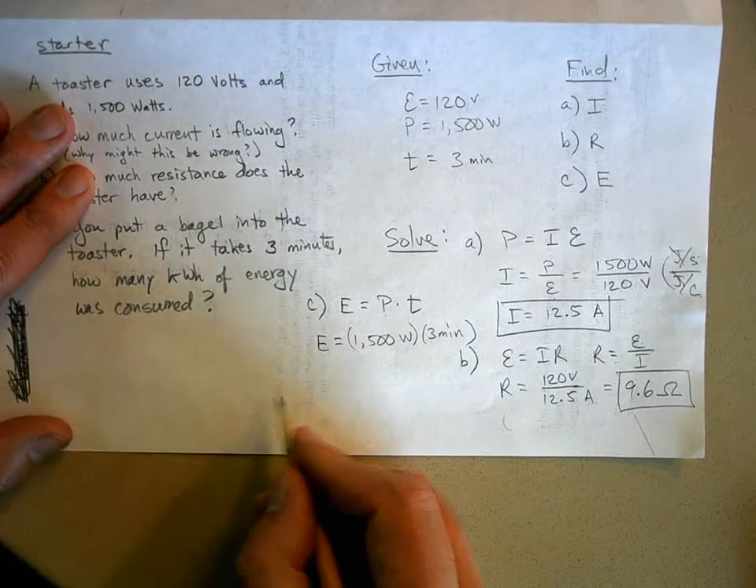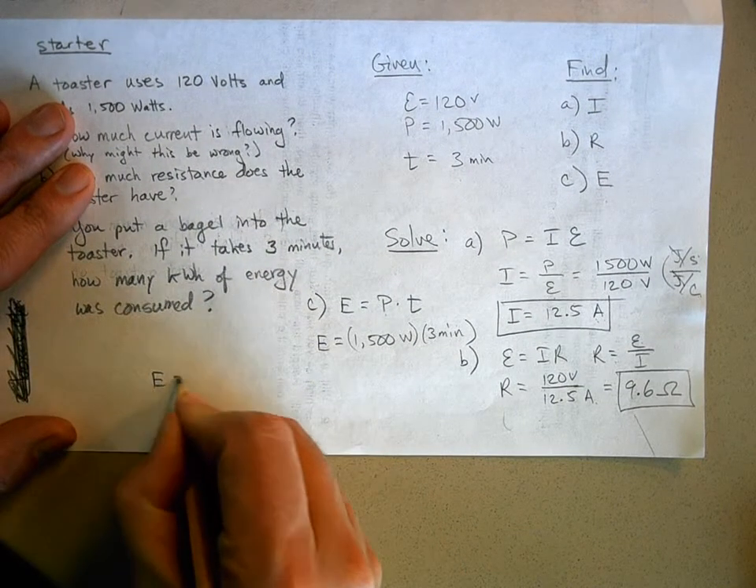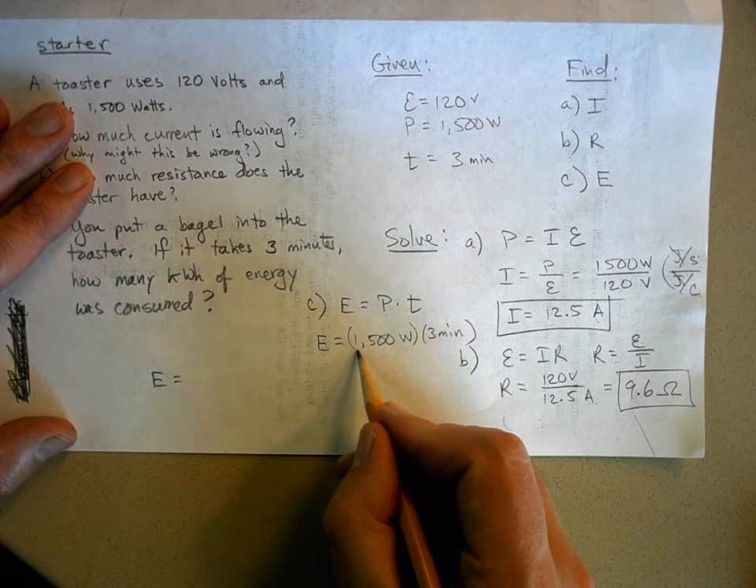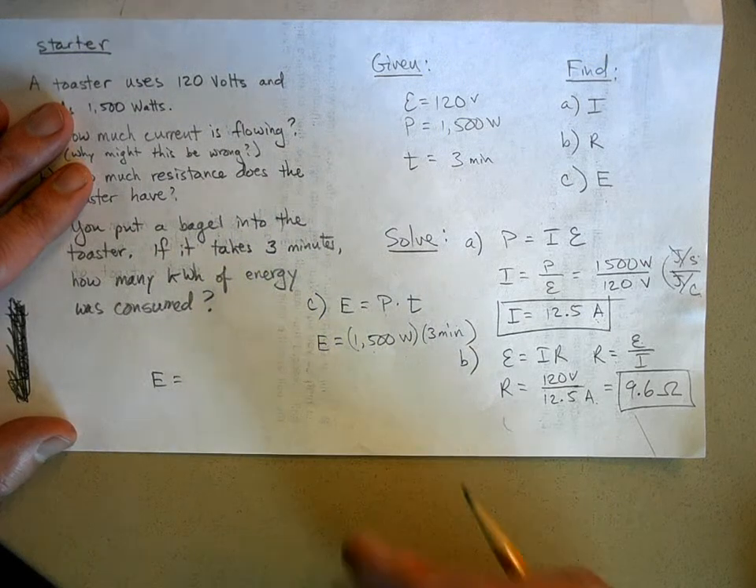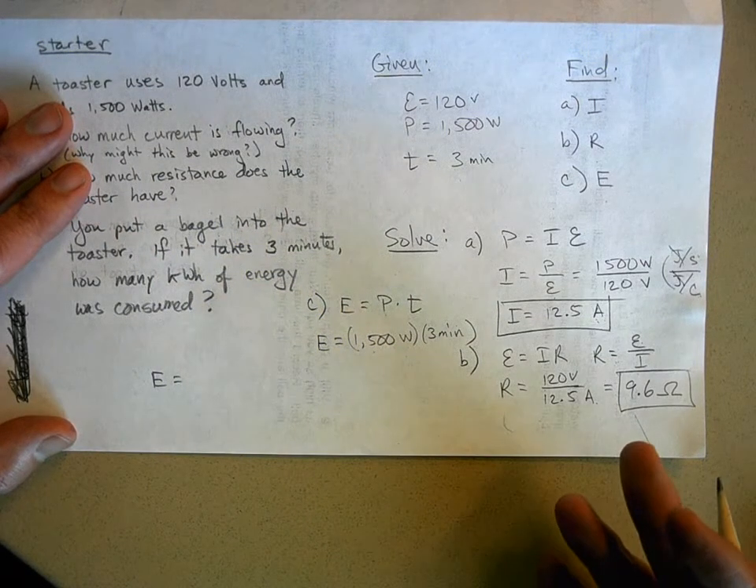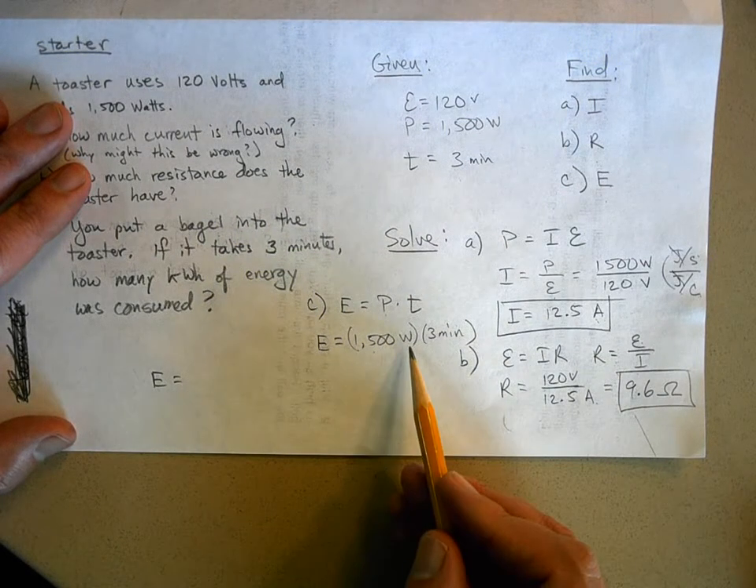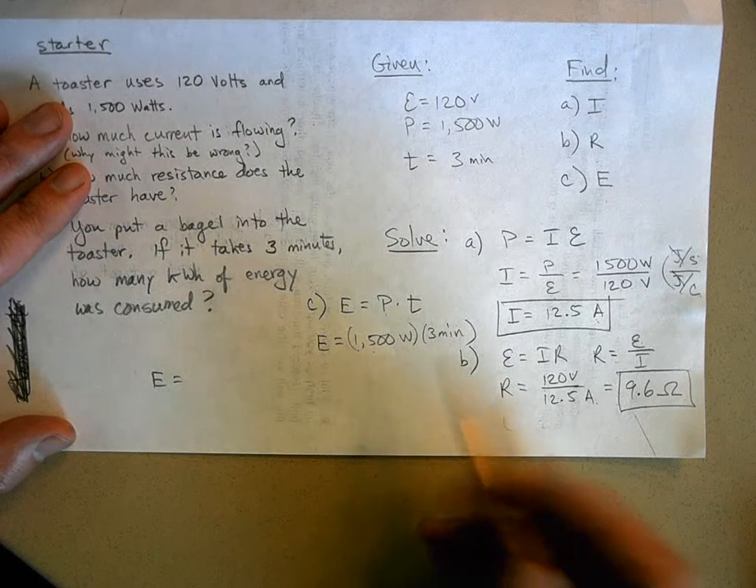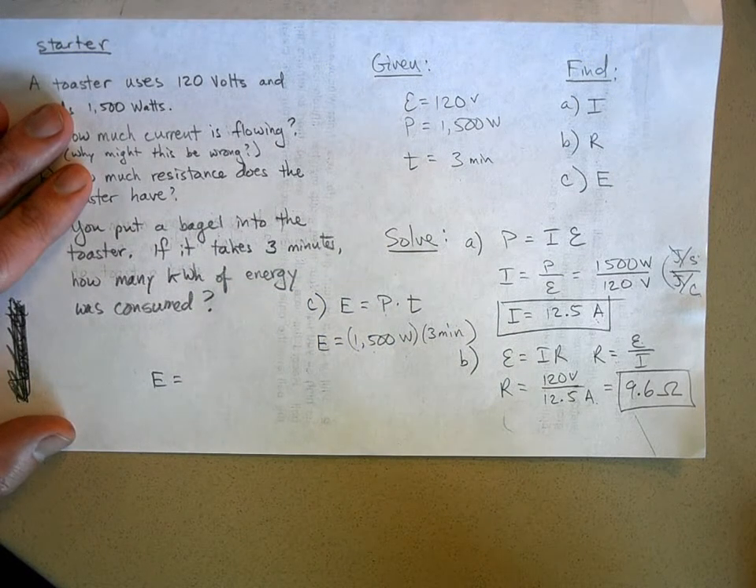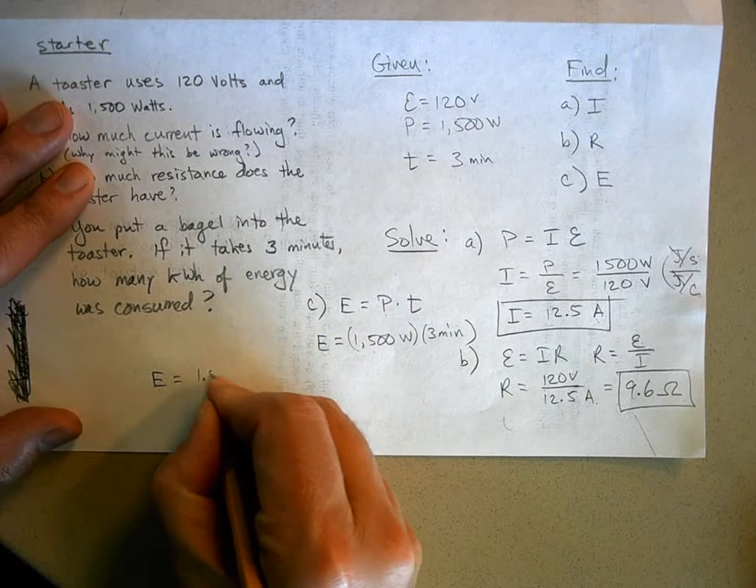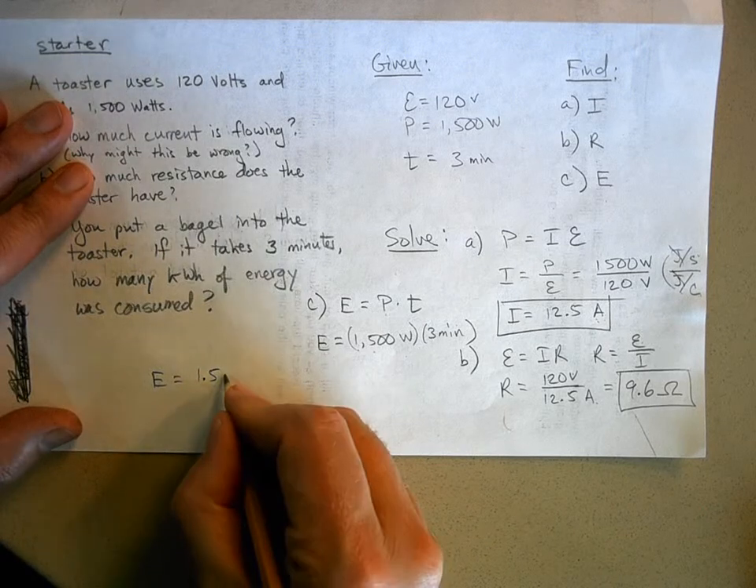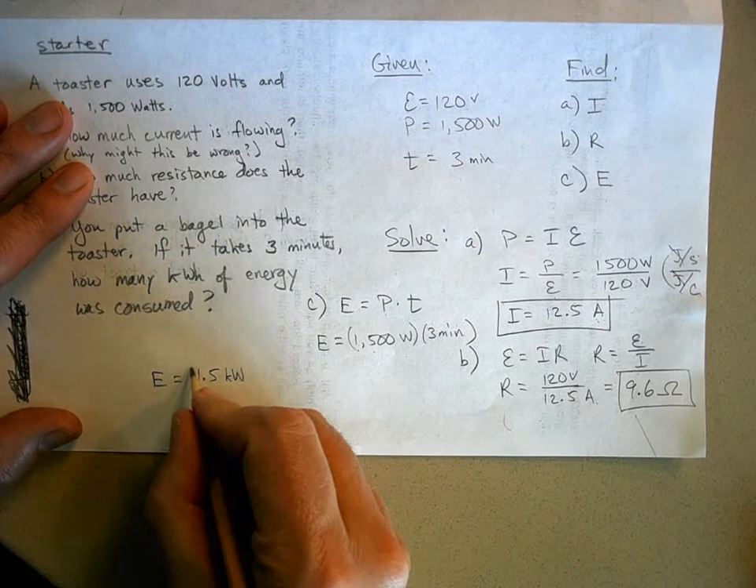I got to start over here to make more room. What is 1,500 watts in kilowatts? You don't even need a calculator for this. A kilowatt is 1,000 watts. So how many thousands of watts do we have here? 1.5. So this is 1.5 kilowatts. So that one's pretty easy.